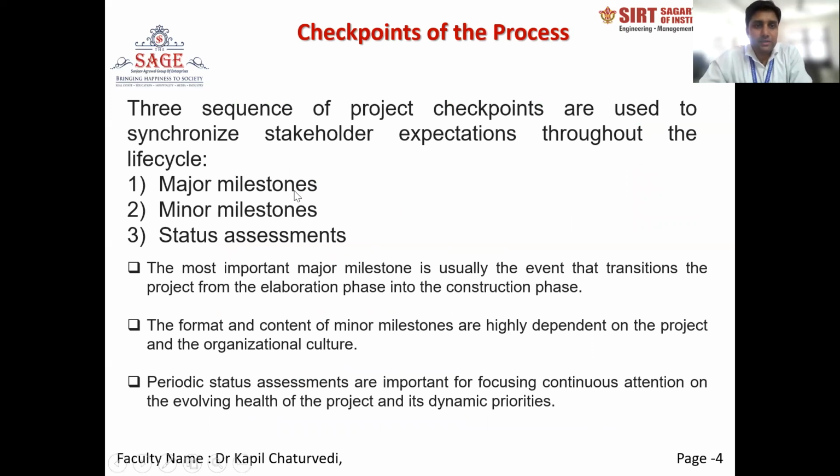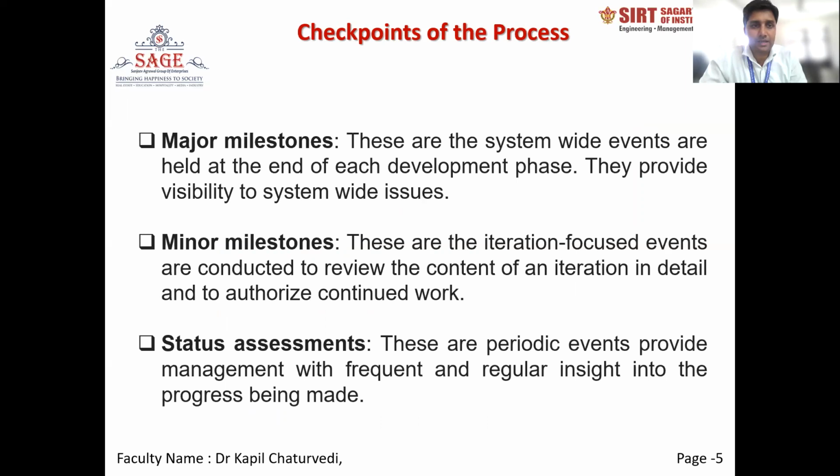There are 3 sequences of project checkpoints used to synchronize stakeholder expectations throughout the life cycle: major milestone, minor milestone, and status assessment, which we discussed in the last diagram. We are giving a theoretical view in this slide, and detailing the major milestone. These are system-wide events held at the end of the development phase. They provide visibility to system-wide issues.